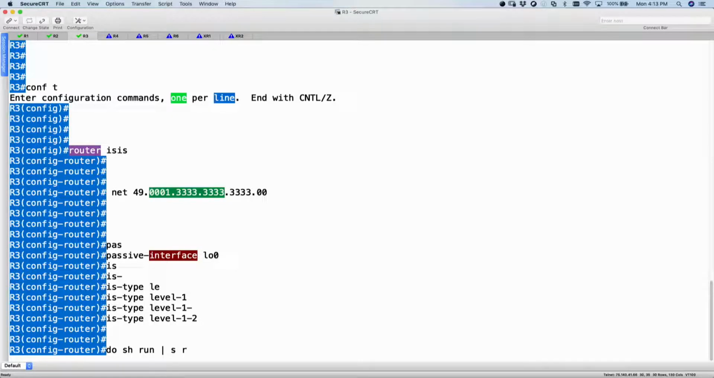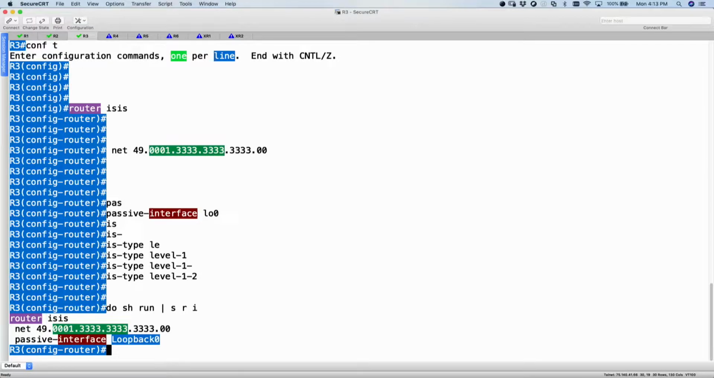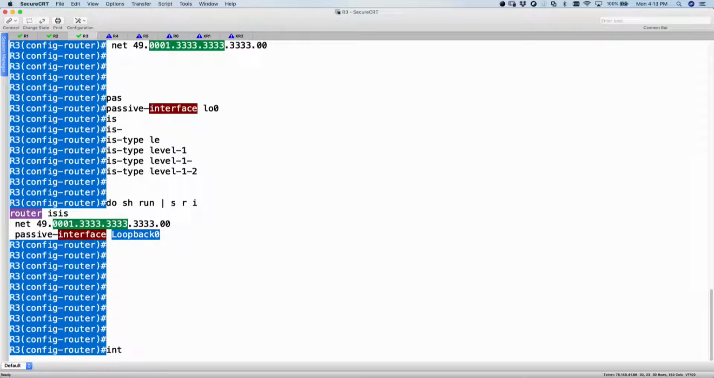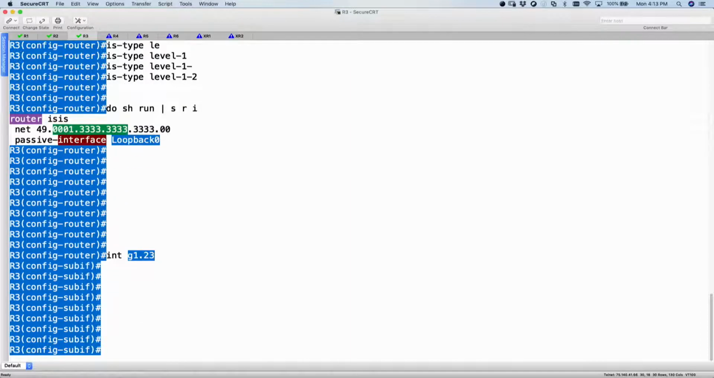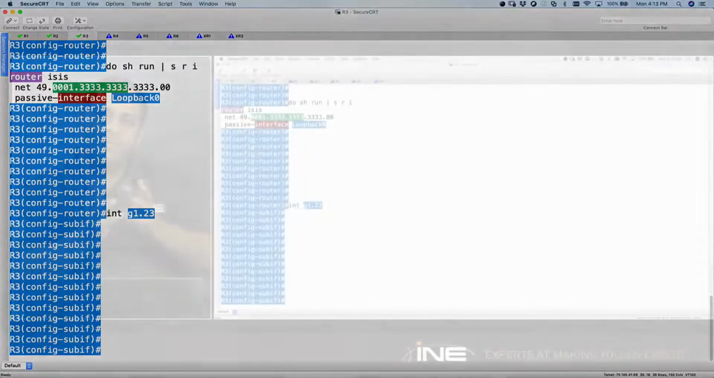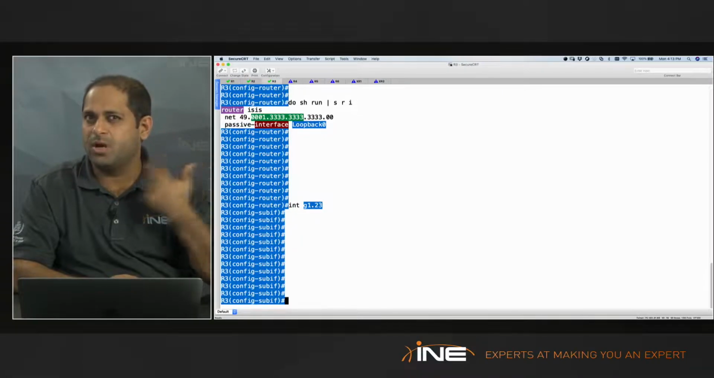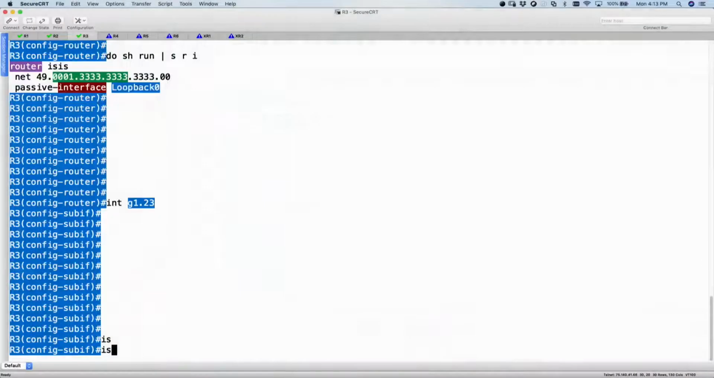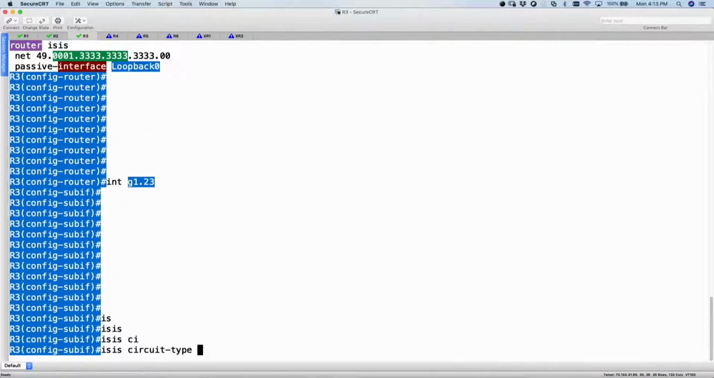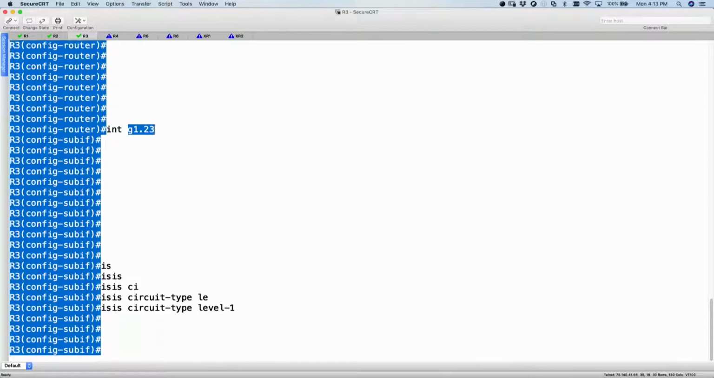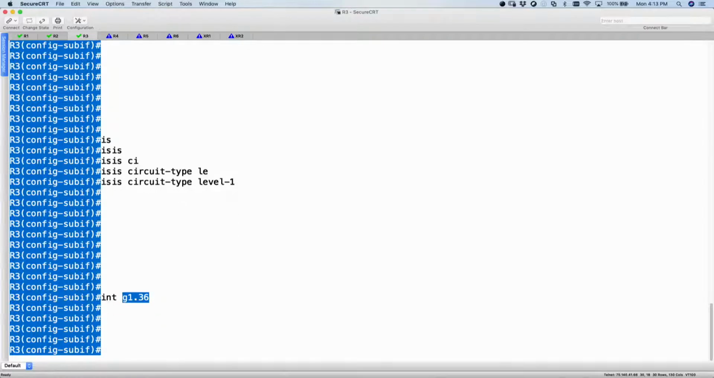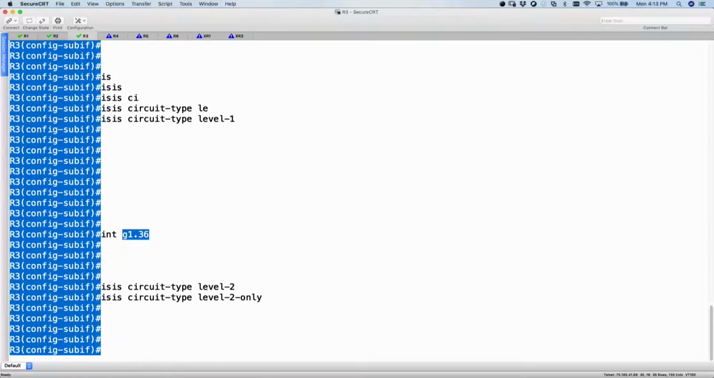If I do a show run section router ISIS, you really don't see that command anyway because that's default. Let's go now to my interface gig 1.23, which is towards R2. Here I'm going to change my interface to be level 1 only towards R2. There's no point running level 2 there. So I could change that with IS circuit type level 1 only. And on my WAN side towards 36, I would say ISIS circuit type level 2 only.